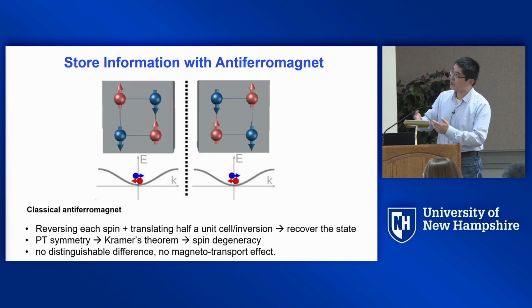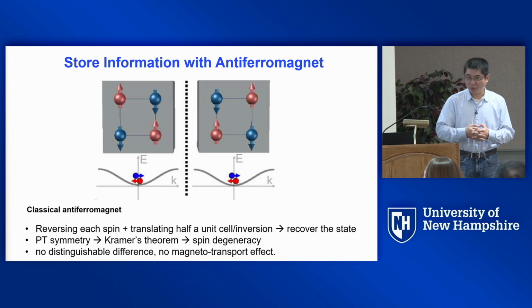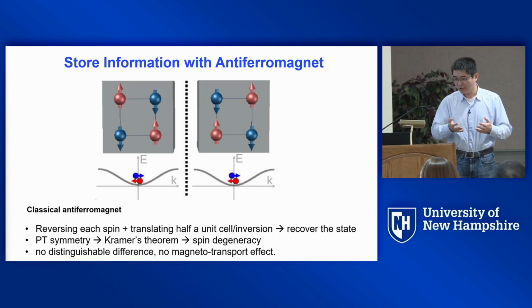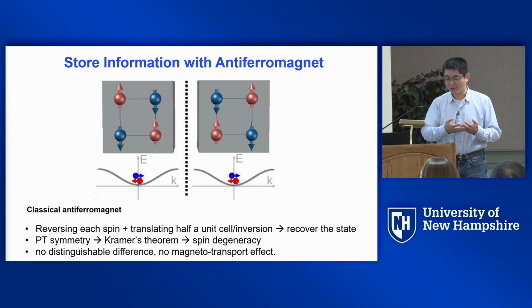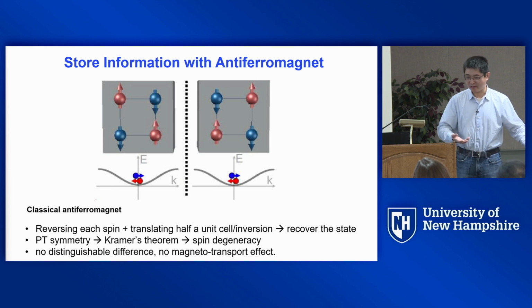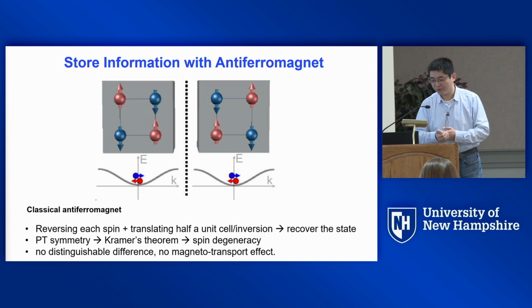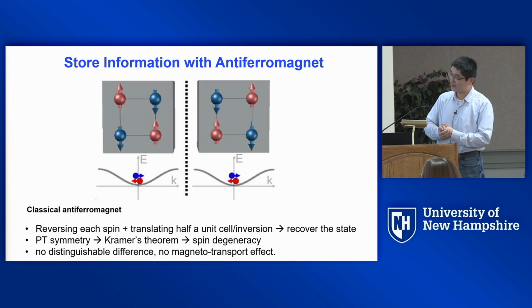But in order to utilize antiferromagnets, there are some very fundamental questions you have to address first. First of all, how do you represent or store information using antiferromagnet? For ferromagnet, it's straightforward. You have spin up and spin down, and one is state 0 and the other is state 1. But for antiferromagnet, how do you define two distinct states?